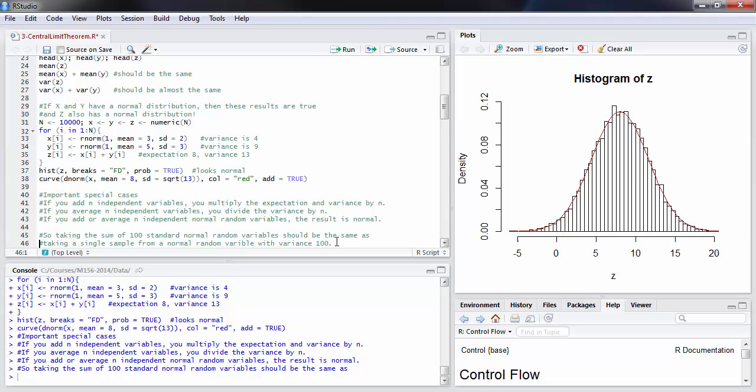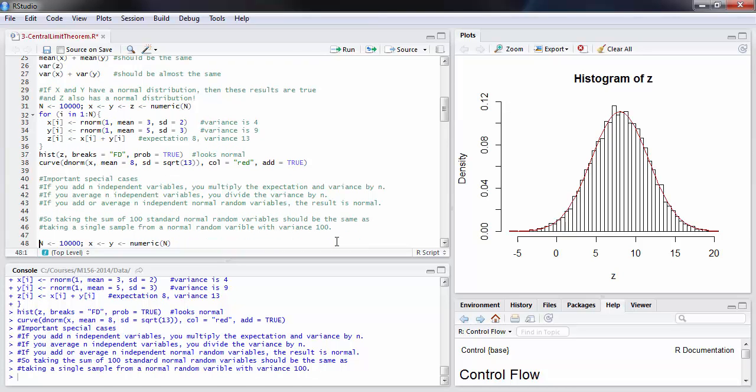It means that if we take the sum of 100 standard normal random variables, each with a mean of 0 and a variance of 1, we should get the same effect as if we took a single sample from a normally distributed random variable with a mean of 0 but a variance of 100.